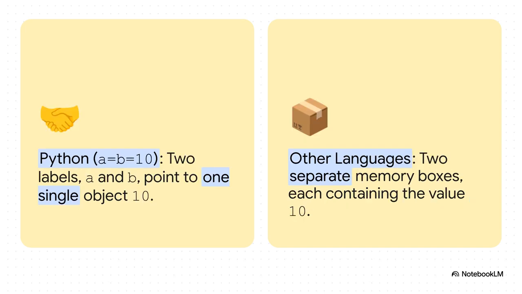This becomes crystal clear when you do something like this. a = b = 10. In many other languages, this would create two separate boxes, each with the number 10 inside, but not in Python. In Python, we create only one object for the number 10, and we just stick two different labels, a and b, onto that single object.